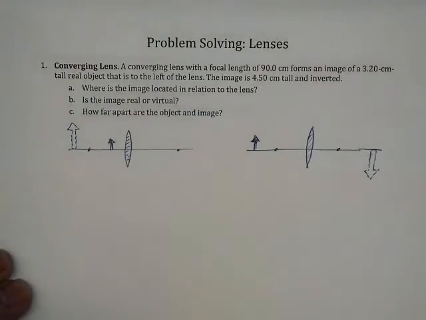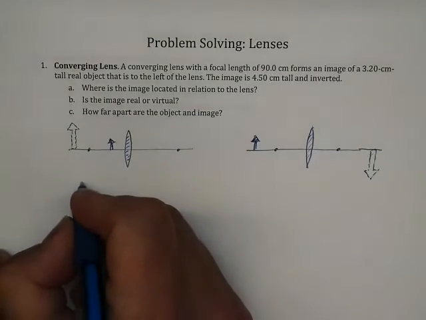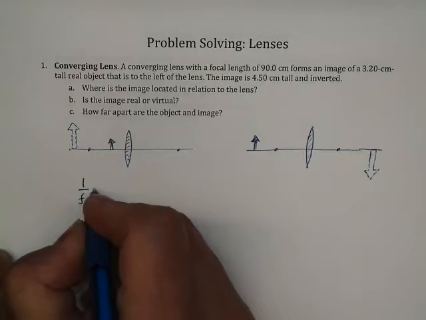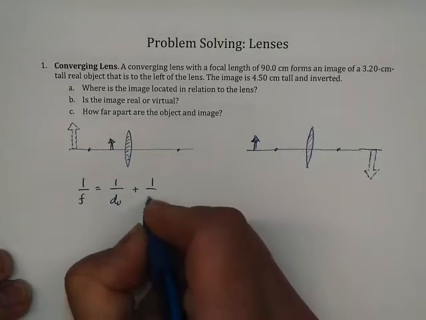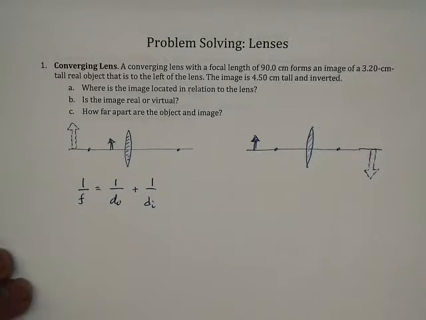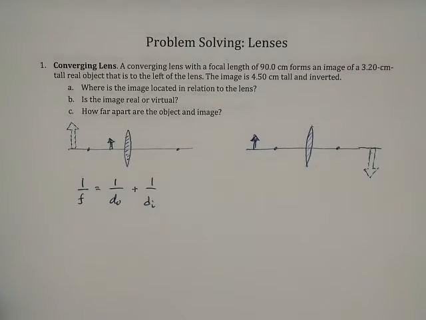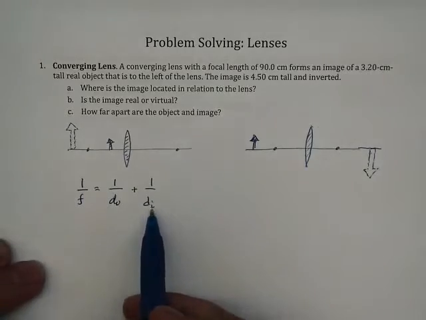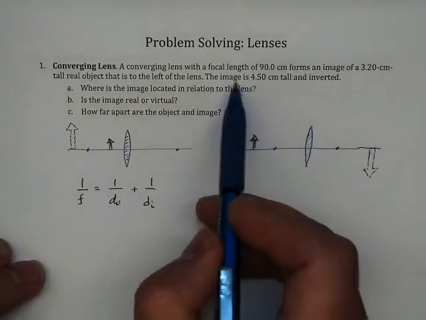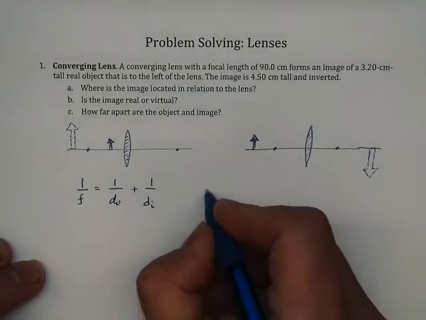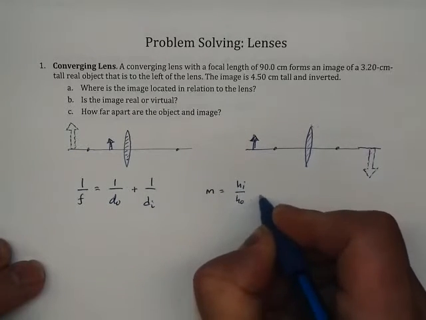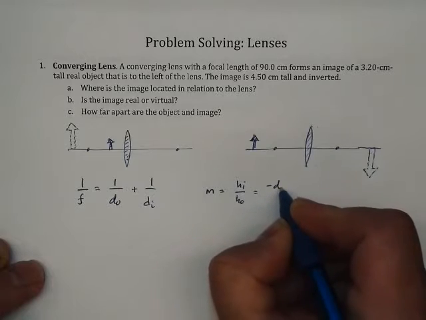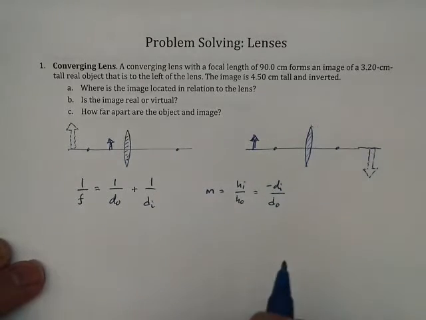So where is the image located in relation to the lens? Well, I have my thin lens equation, which says that 1 over the focal length equals 1 over the object distance plus 1 over the image distance. But it seems like I have two unknowns in this situation because I don't know the object distance and I don't know the image distance. However, the fact that I know the two heights is going to help me here because the magnification relates the image height to the object height, but it also relates the ratio of the image distance to the object distance with a negative sign in there.